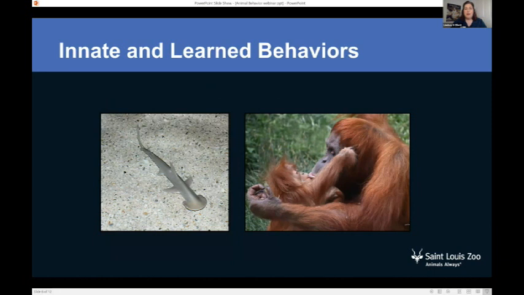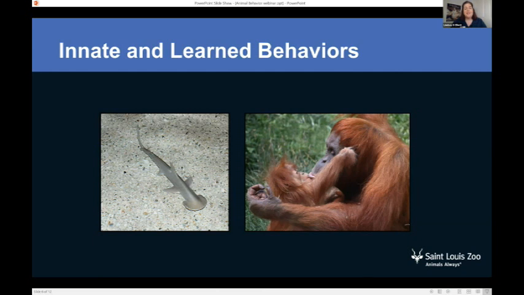I also want to point out that behaviors can be innate or learned. On these pictures, the first one you'll see is a bonnethead shark. We have these sharks at the St. Louis Zoo at Caribbean Cove during the summers. And these guys are born with innate behaviors. They instinctually, is how you can think of it, know what to do to survive and to live in their habitat. Now in the other picture are our orangutans, Mira and her daughter, Ginger.